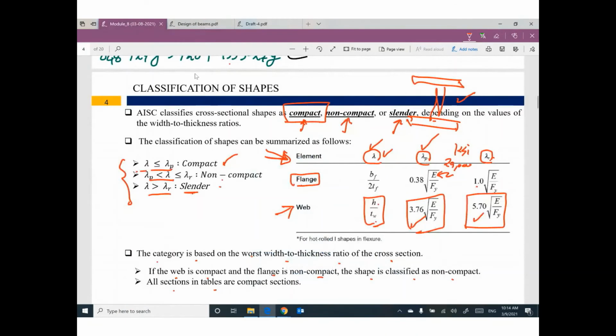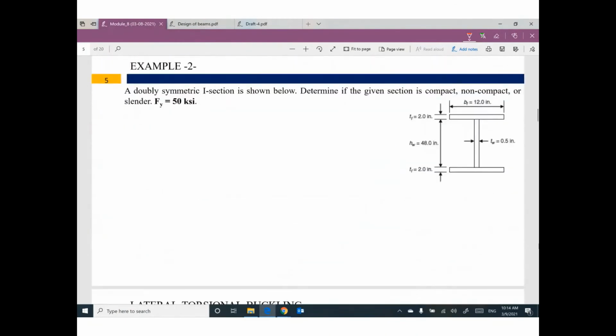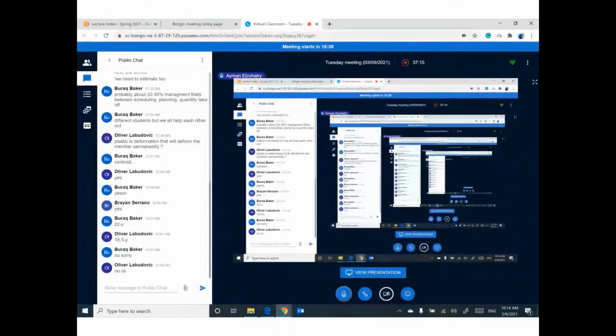Let's do an example. But before doing the example, any question? If you have any question, let me know.